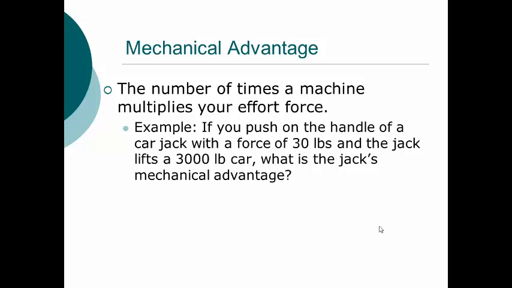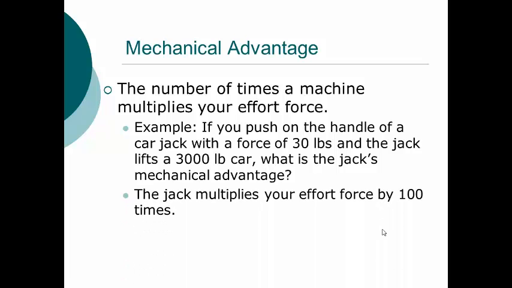Anytime that a machine is helping us to do work, it's creating some kind of a mechanical advantage. And a mechanical advantage is simply the number of times a machine multiplies your effort force. For example, if you push on the handle of a car jack with a force of 30 pounds and the jack lifts a 3,000-pound car, the jack has a mechanical advantage. The jack multiplies your effort force by a factor of 100. So by putting in 30 pounds of force, I could lift a 3,000-pound car.